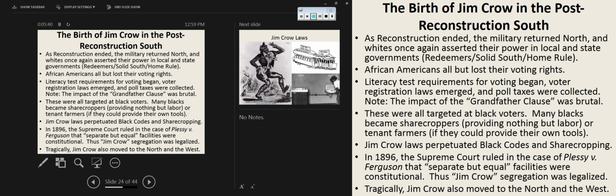Homer Plessy is considered what would have been mulatto in the census at this period of time. He was of mixed race. He was about 1/8 African American. He got on a streetcar in New Orleans. And at this period of time, transportation was segregated. You had your white streetcars and your African American streetcars that would have been deemed colored streetcars. He got into a white streetcar. What's really pretty wild too, he lived in, for the most part, an integrated neighborhood at this time.